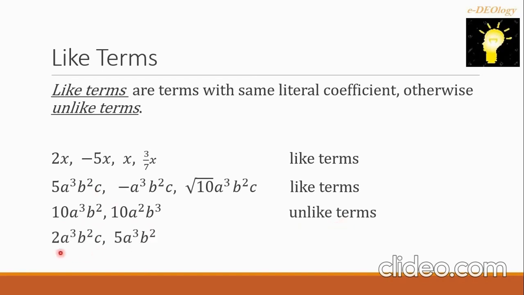Fourth example, I have here two terms, 2a cubed b squared c. The second is 5a cubed b squared. In the first term, I have three variables a, b, c. In the second term, I have only two variables a and b. While it is true that the exponents for a and b are the same, in the second term the variable c is missing. So in this case, this is an example of unlike terms.